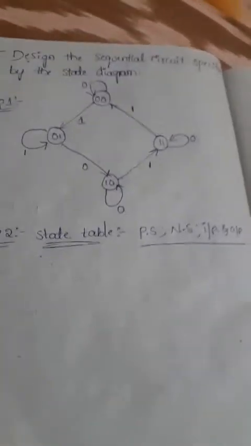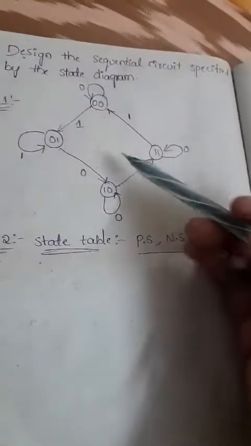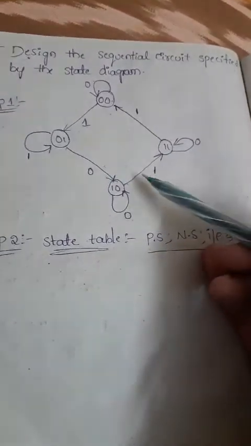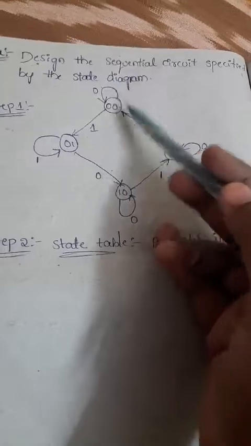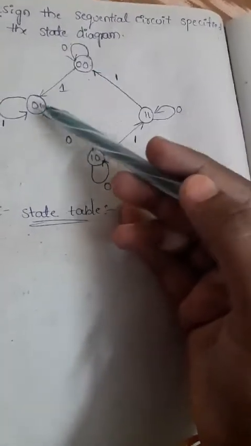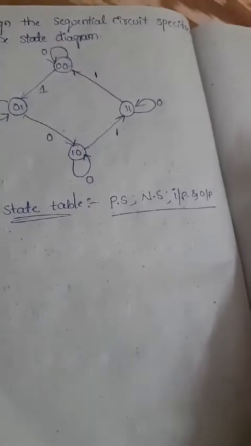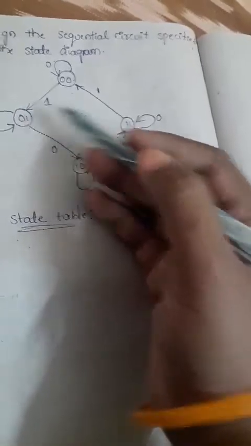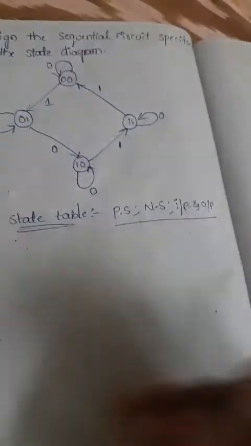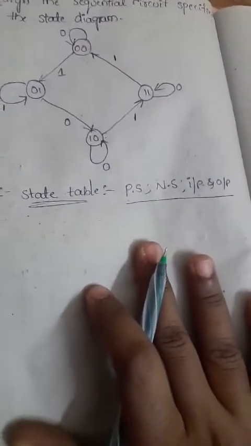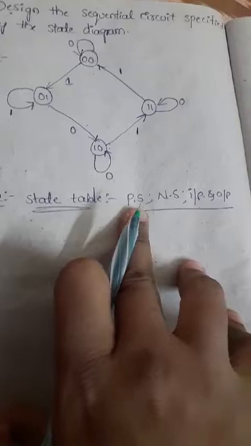So what is there in that? First we have to verify. The state diagram generally consists of 4 states, whatever circles we are having. That means the circles represent the states. How many circles you have is the number of states. That is nothing but here 00, 01, 10, 11. So totally we are having 4 states, right? These 4 states we have to consider as the present state values.